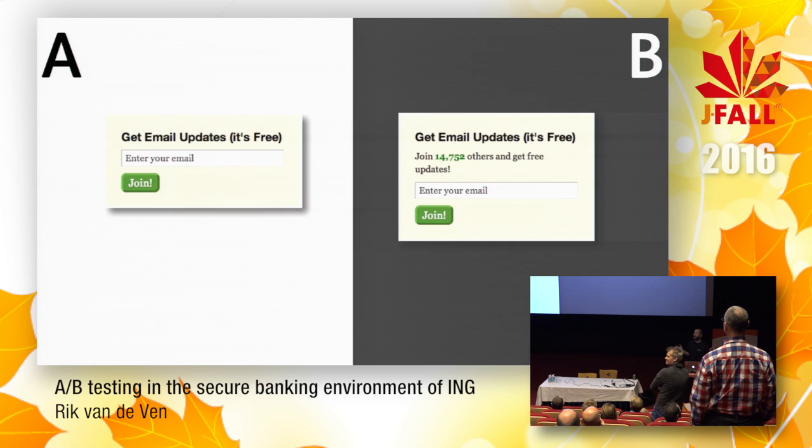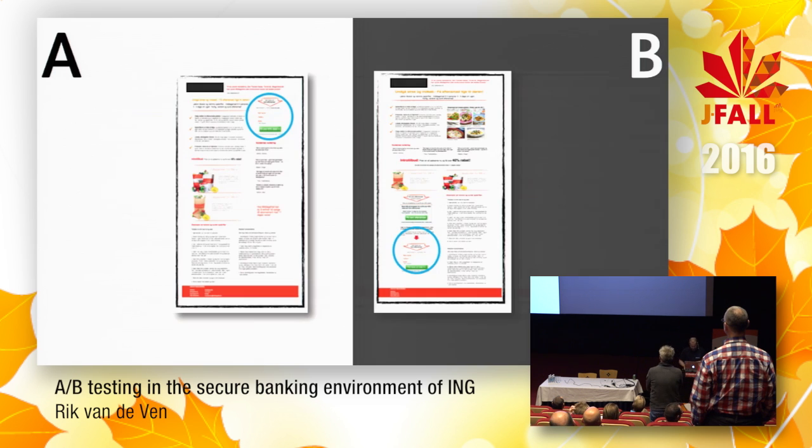The problem with A/B testing is we don't know why. We only know that it's fewer people. We can guess, we can say maybe the number is too little, but we just know it.